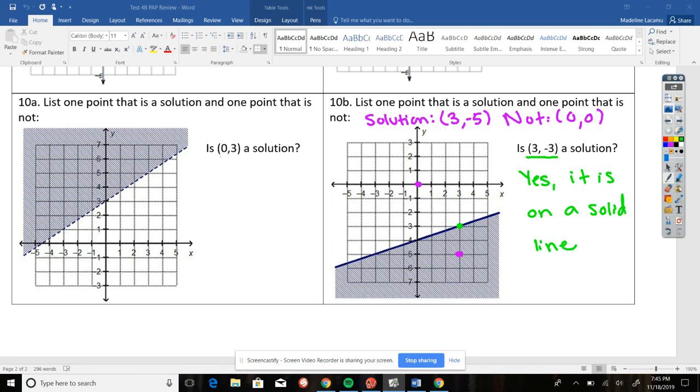But if you look at 10A, you have (0, 3). So that one, notice, is on a dotted line. That is not a solution. So this one would be no. It is on a dotted line. So the line does matter. And then that is the end. So make sure you complete this before your test.